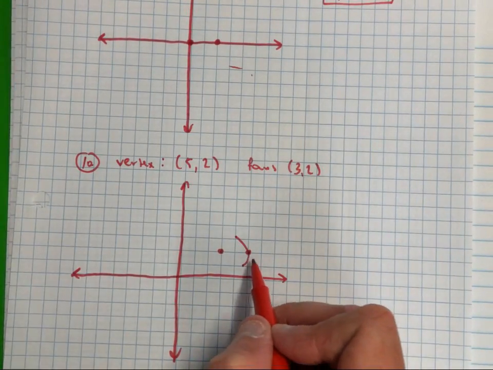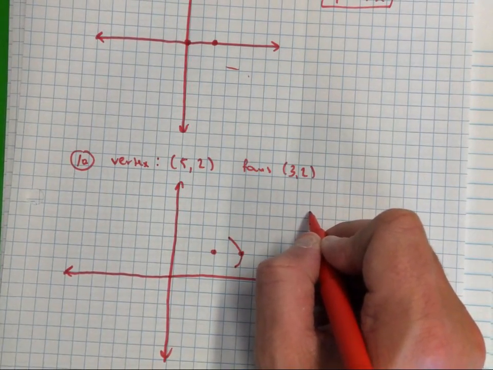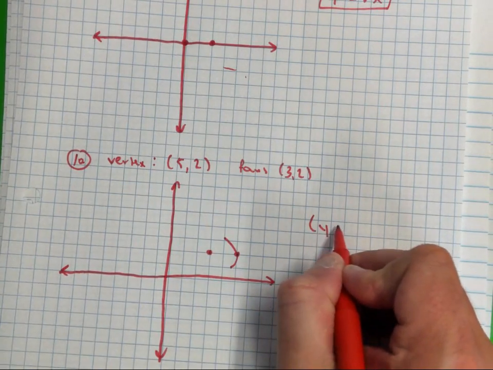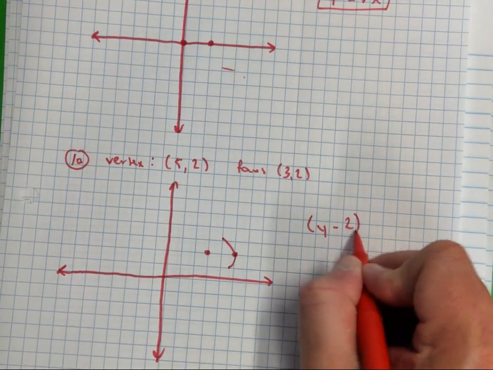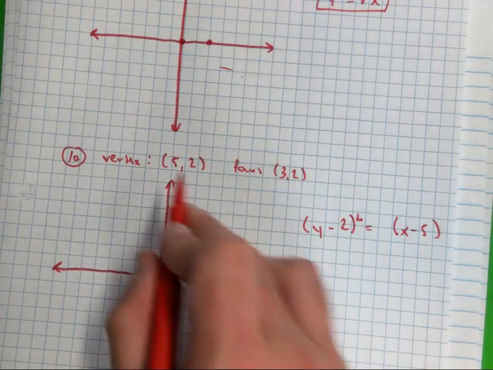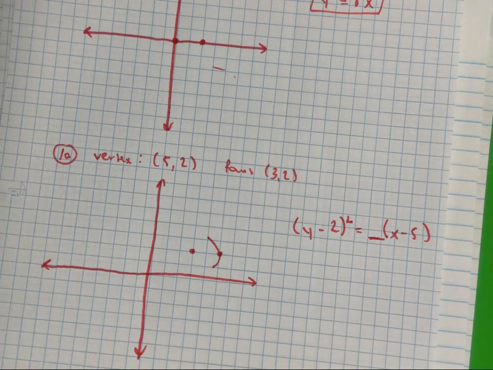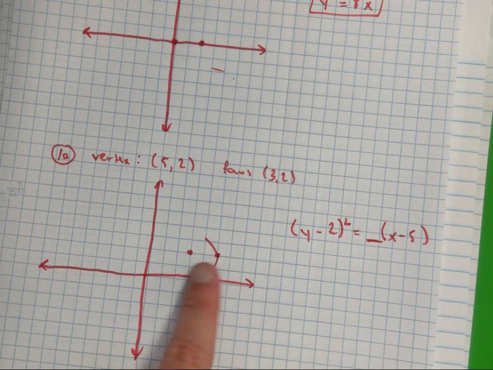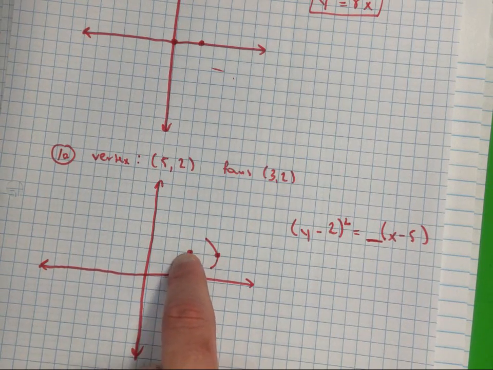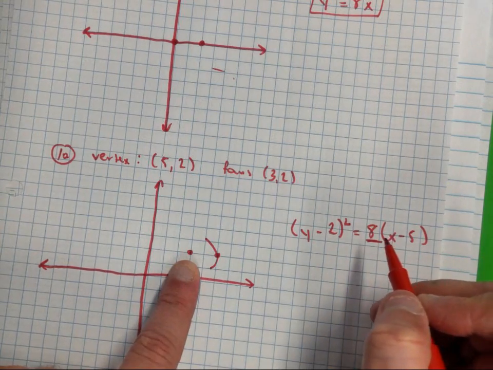It is horizontal, so we're going to start with y. Now, since the vertex is not at 0, 0, we're going to have to include parentheses. Y minus the y value squared equals x minus 5. The only thing we're missing right here is this value. Remember, that's your focal width. So you find your distance from your vertex to the focus, which is 2. 2 times 4 is 8.